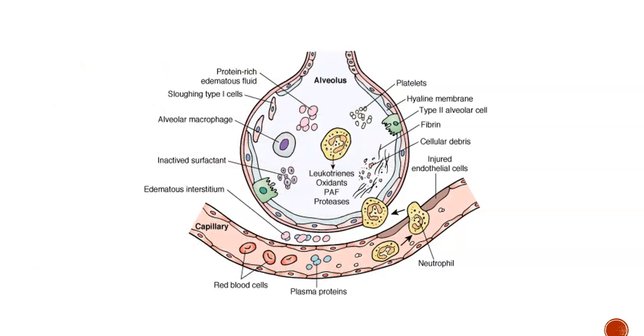This is probably one of the best pictures I've found to help explain this process. The spaces in the capillary membrane open up, and plasma proteins and red blood cells freely move into the alveoli. When capillary membranes remain tighter, typically this cannot occur because those substances are too big. The type 2 alveolar cells are what produce surfactant. When covered with protein-rich fluid, they no longer work.